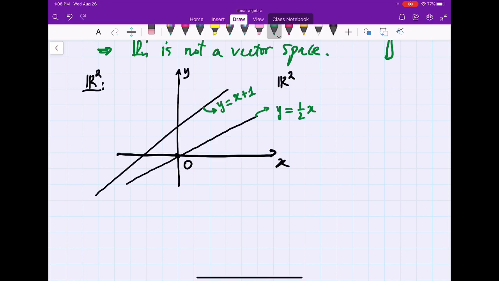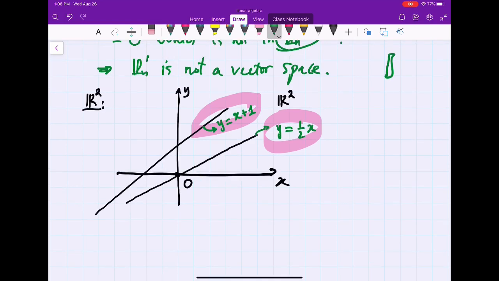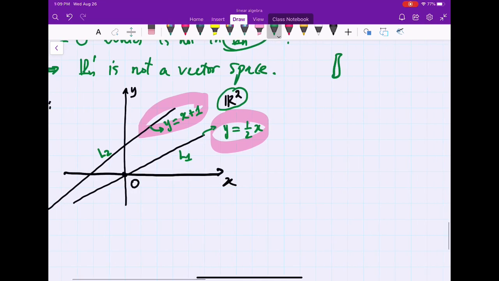So, what is the difference between these two straight lines? This straight line passes through the origin. This straight line does not pass through the origin. Is that correct? So, if I look at the sets, let me denote this L1 and this L2, right? I want to see whether L1 and L2 are vector spaces or not with the standard operations over Rn. So we need to check that. Is that correct?